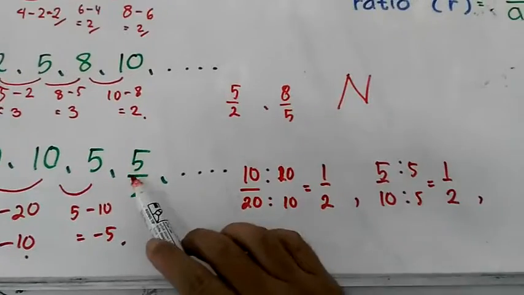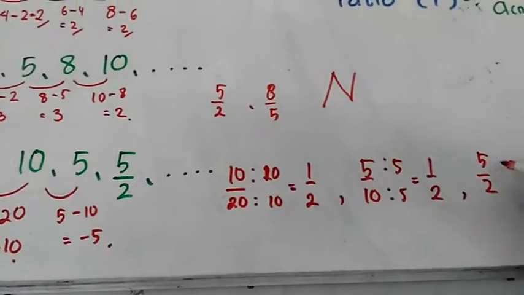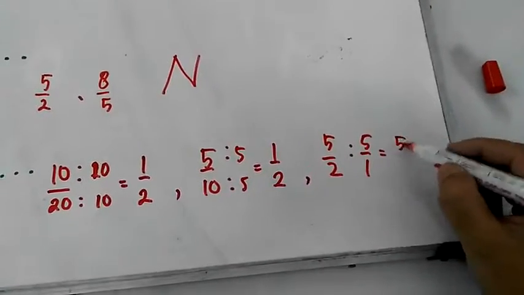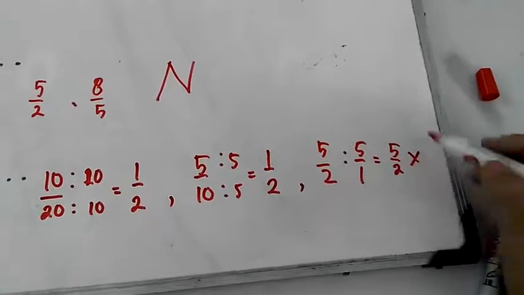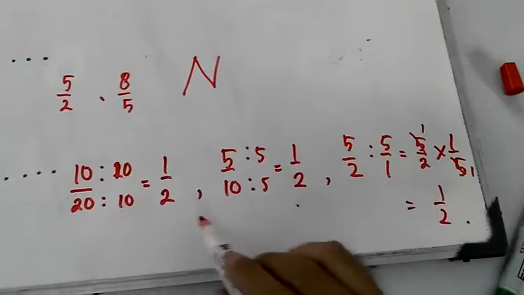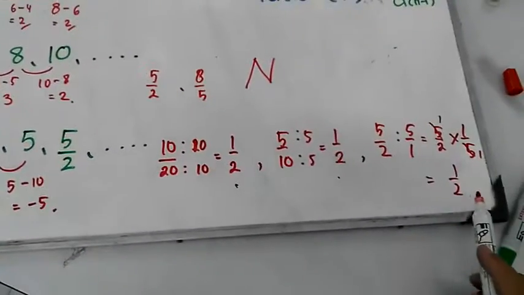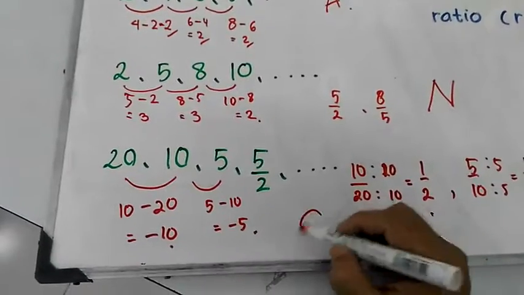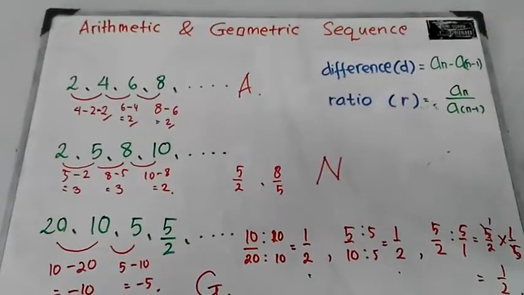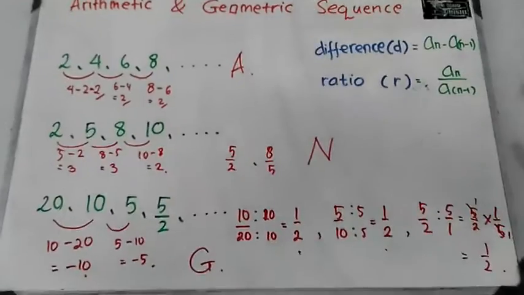Here in the question, it is the fourth term divided by the third term. So it means 5 over 2 divided by 5 over 1. So this one is 5 over 1, right? I'll change it into multiplication now: 5 over 2 times 1 over 5. Cancel out the 5, and we get 1 over 2. So based on our calculation, the pattern has the same ratio, which is 1 over 2. It means this sequence belongs to a geometric sequence. I hope you're clear with this explanation about how to find the difference and the ratio and determine whether the sequence is arithmetic or geometric.